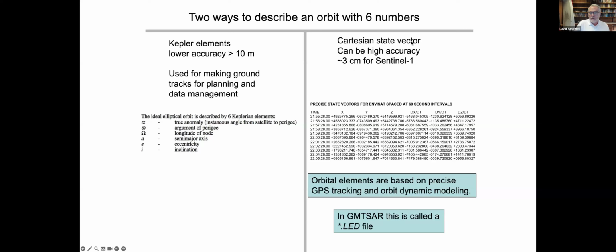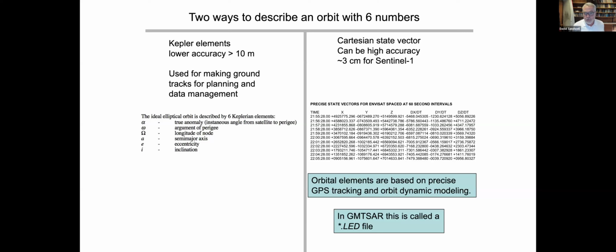These are called state vectors, and they're basically just time, position, x, y, z in meters relative to a fixed Earth coordinate system, x, y, z. And then we need the velocity x, velocity y, velocity z. So when you get any kind of SAR data, you'll also get this orbit file. And this is required. You can't do anything without this file.